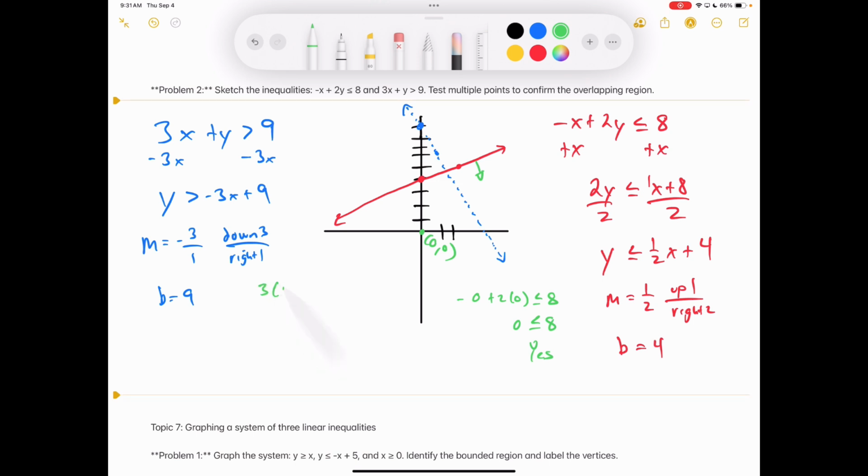So I'm going to plug in 0, 0. Again, I like to plug it into the top one because you just get 0 on the left side. 0 is greater than 9. That is no. So I'm shading away. This would be towards 0, 0, so I shade away from 0, 0. So I need to be to the right of the blue line and below the red line. My answer would be right here. Any point in that shaded area would satisfy both equations.